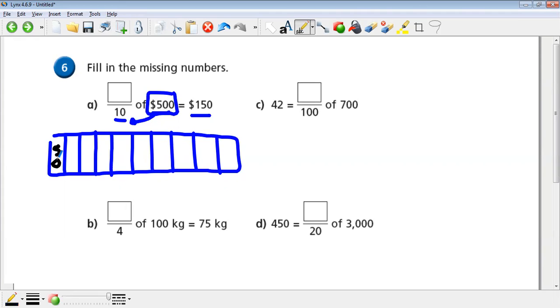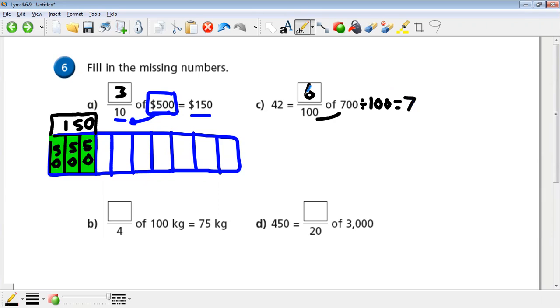And then if I got 50, another 50 would be 100, another 50 would be 150, like so. I've got 3 of those 10. Over here, obviously I'm not going to draw a bar of 100, but it means that I'm going to have to take my 700, divide it by 100 to find out what each piece is worth, which is 7. And then it's a case of how many 7s I've made 42, which is 6.